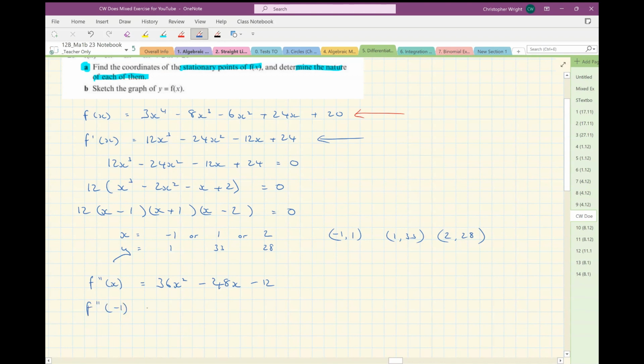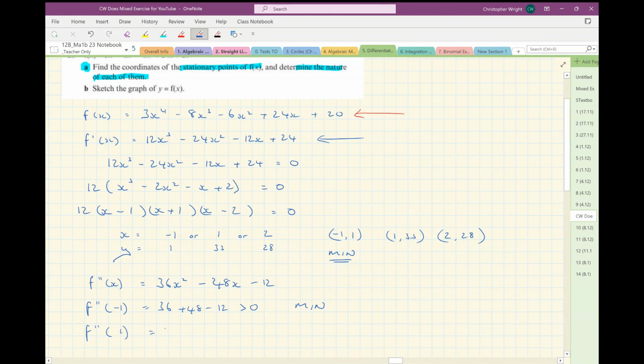Now when x is minus 1, the second differential will be 36 plus 48 minus 12, so that will be positive. So when x is minus 1, we've got a minimum. So this point here is a minimum. Okay, what about the value of the second differential when x is 1?